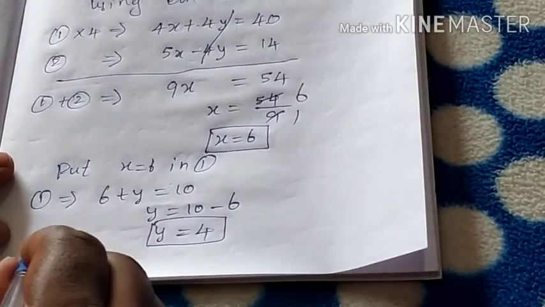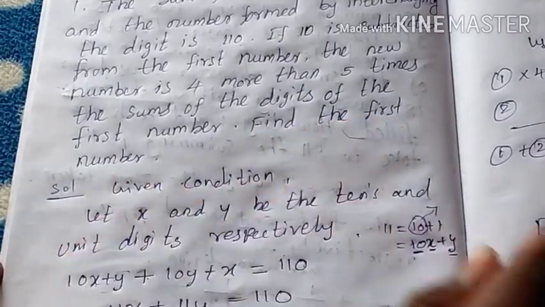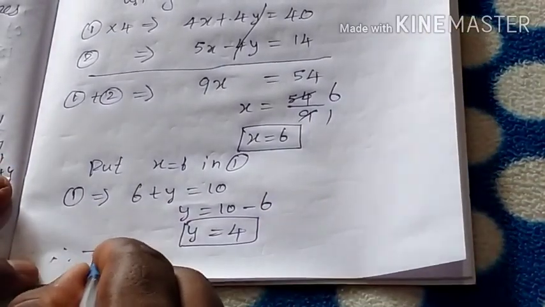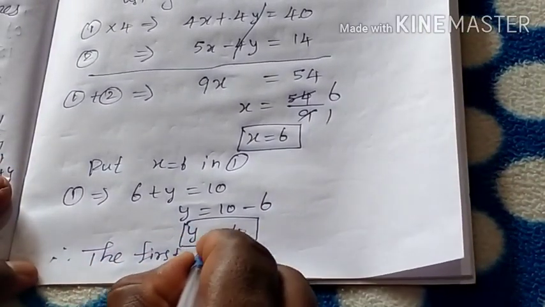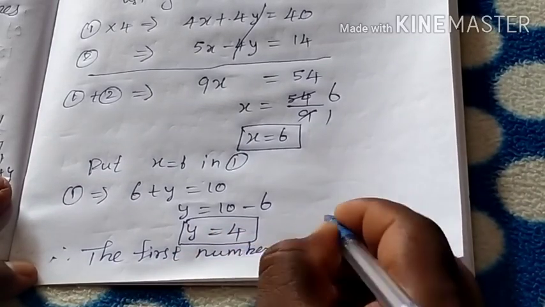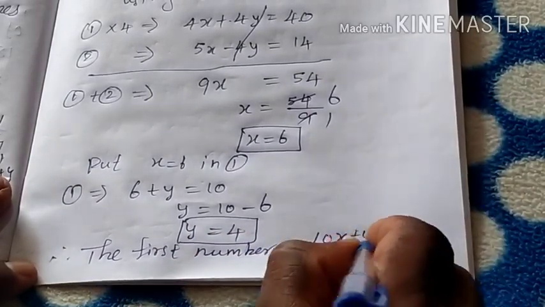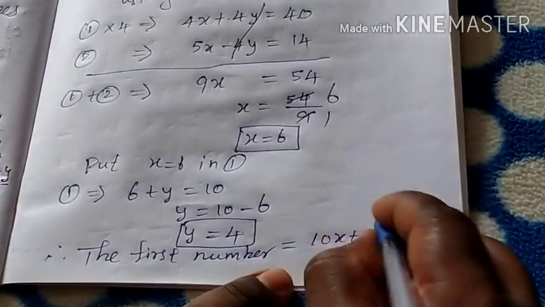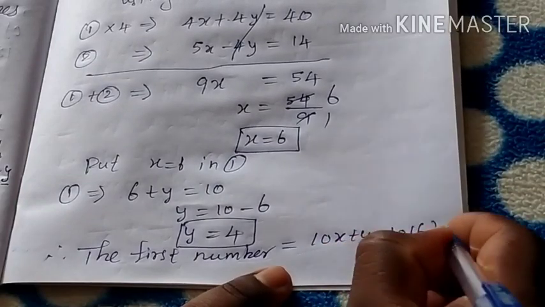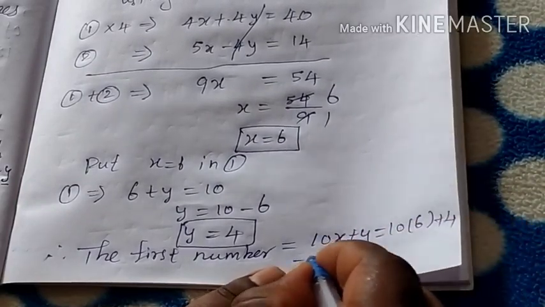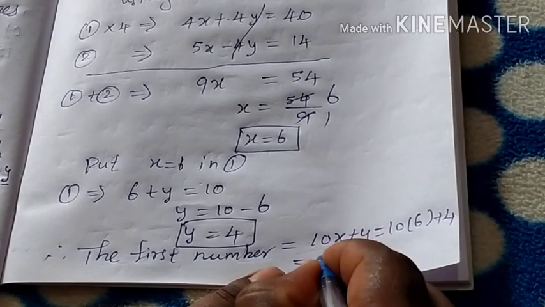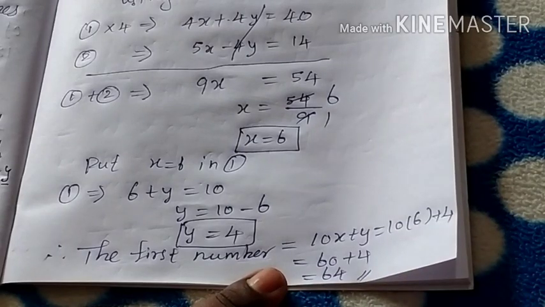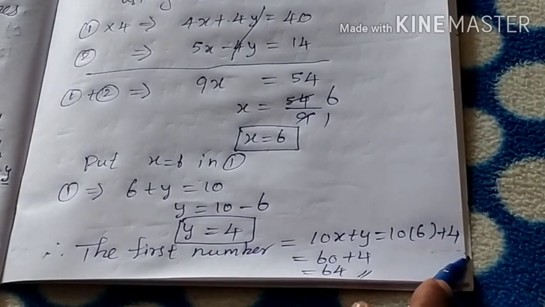Therefore consider your question. Find the first number. This is your question. The first number is equal to the two-digit number 10x plus y. This is your general form. Therefore substitute the x and y values, which is equal to 10 into the x value 6, plus the y value 4, which is equal to 10 into 6 is 60 plus 4, which is equal to 64. The required number is 64. That's all, your answer. Have you understood?